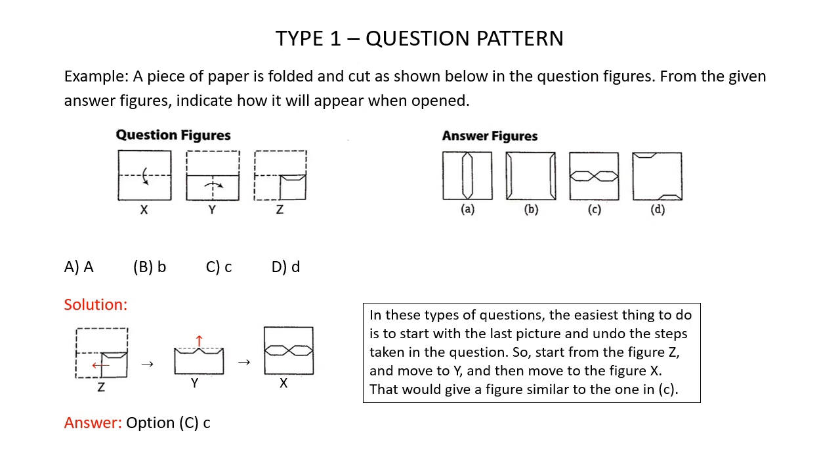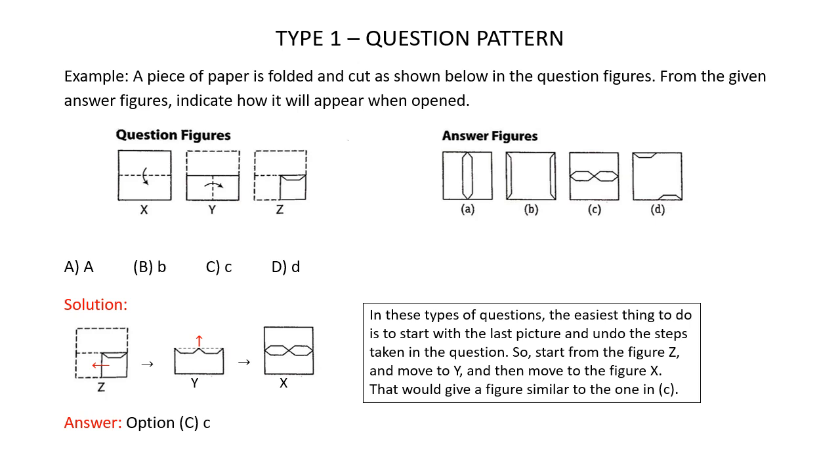So as you can see in figure X, the paper is folded from top to bottom. In figure Y, it is shown that the paper is folded from the left to the right. And in figure Z, you can see the pattern that has been cut. Then you are given four answer figures marked A, B, C and D. Now from these four answer figures, you have to select one answer figure which will indicate how the paper will appear when unfolded.